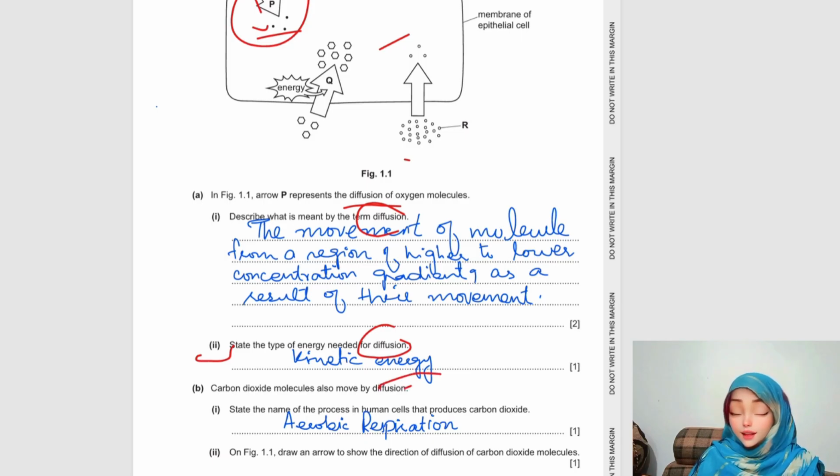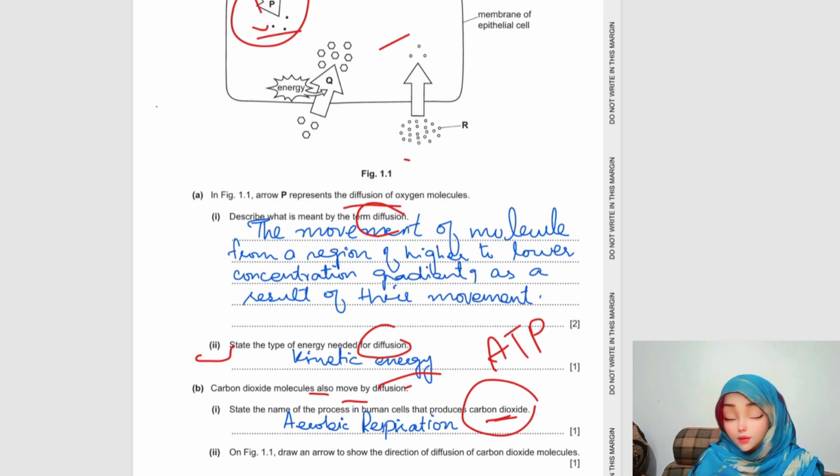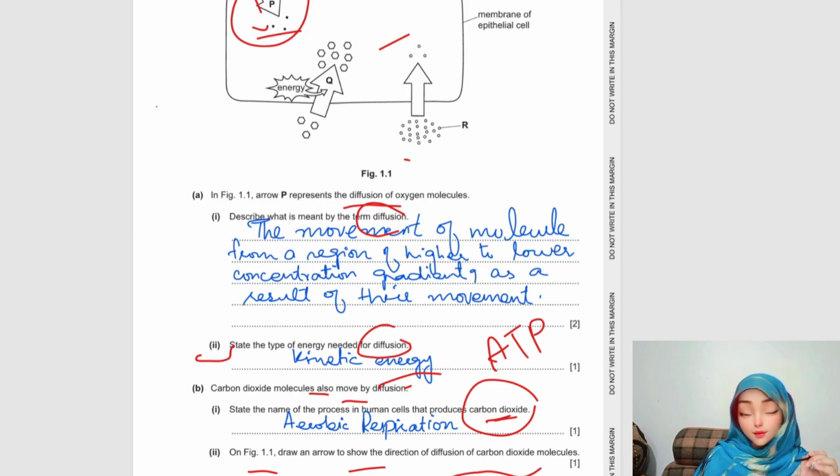Next question: carbon dioxide molecules move by diffusion. State the name of the process in humans that produces the carbon dioxide. It's so simple. Aerobic respiration is the process in which carbon dioxide is produced, and a large amount of energy is also produced in the form of ATP. Alright, okay.